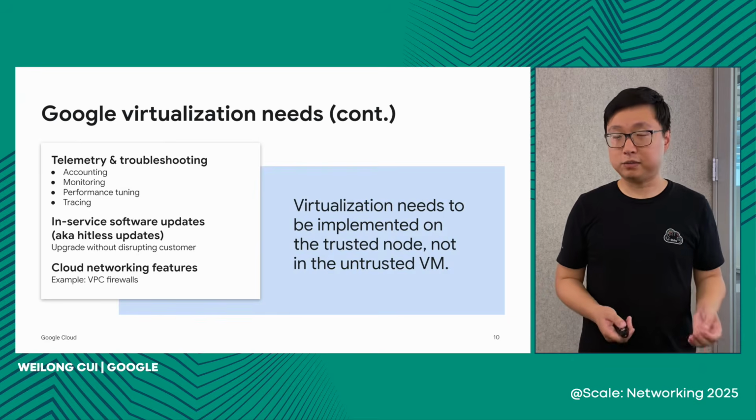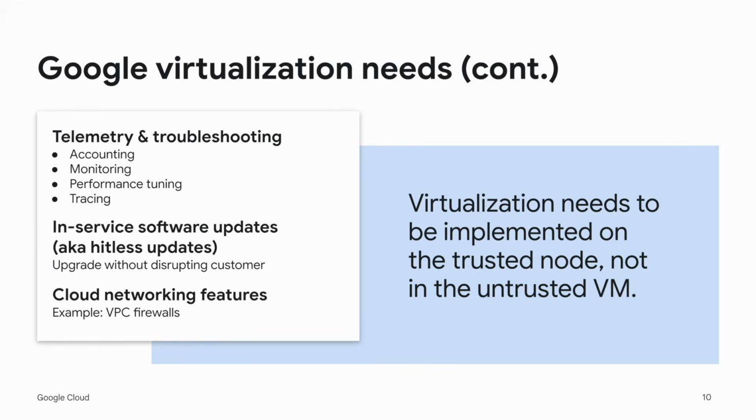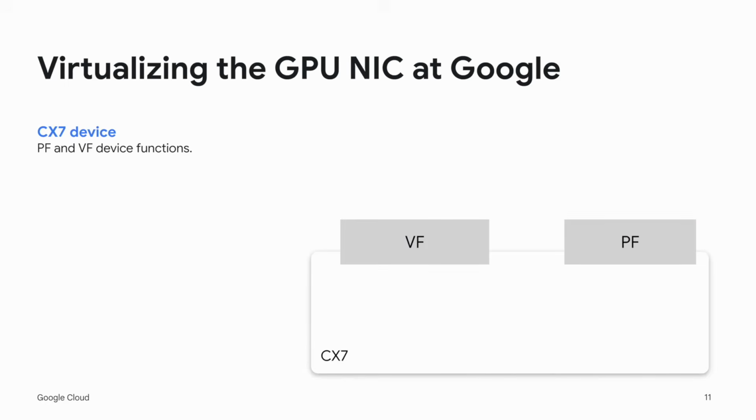And aside from multi-tenant isolation, we also need another set of features from the virtualization stack. For example, we want rich telemetry for monitoring the NICs and the network. We also want the ability to do in-service software updates. This is the hitless upgrades, which I'll talk about later. And some of the features in the traditional VPC, like firewalls, are also coming to the GPU network with emerging needs. Let's zoom in on one of the GPU NICs at Google.